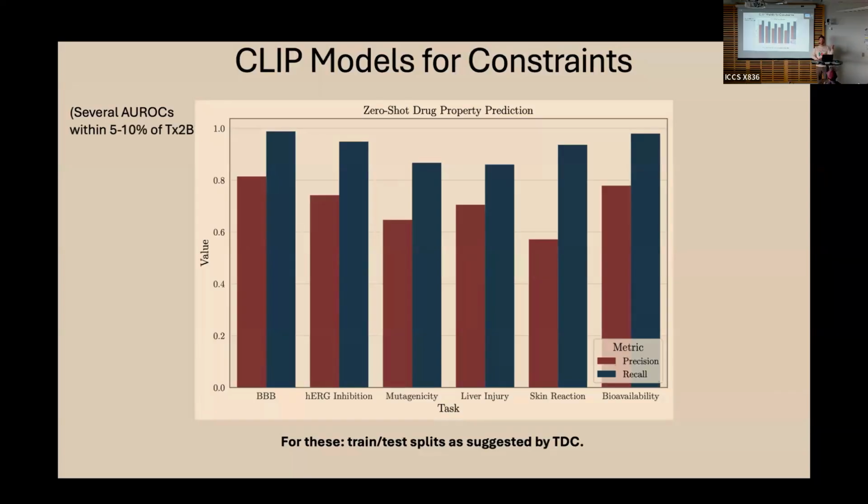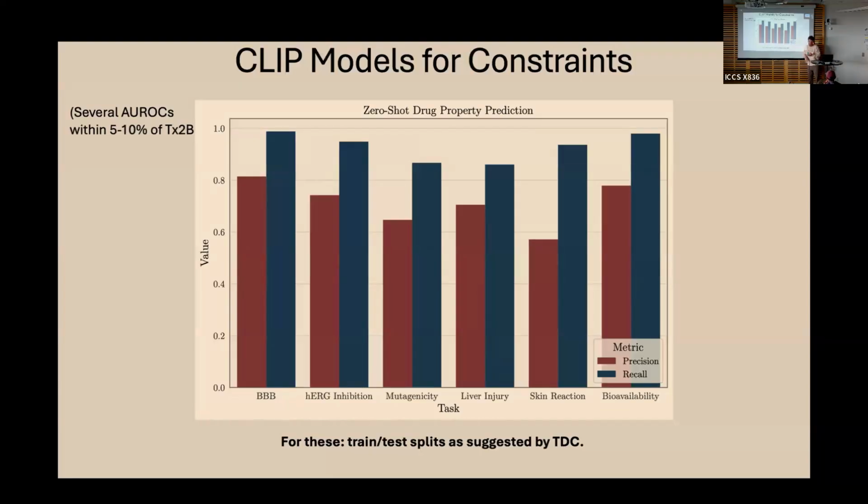Of all the molecules that existed in TDC, here's a data set of 600 molecules that we know cross the blood-brain barrier. We just removed all the molecules and all the text that ever mentioned those molecules from the CLIP training. And we basically say, okay, we're going to try and predict whether those molecules cross the blood-brain barrier without the CLIP model having ever seen either those molecules or any text that mentions those molecules. And with zero shot, you do reasonably well in some of these tasks.